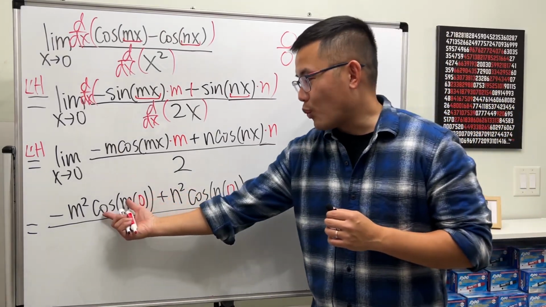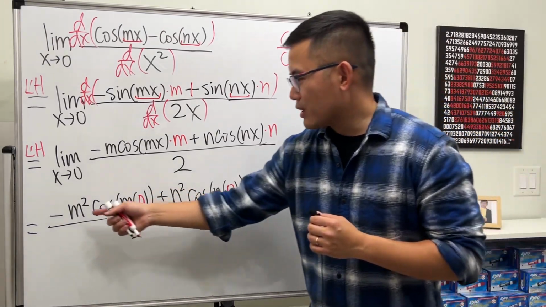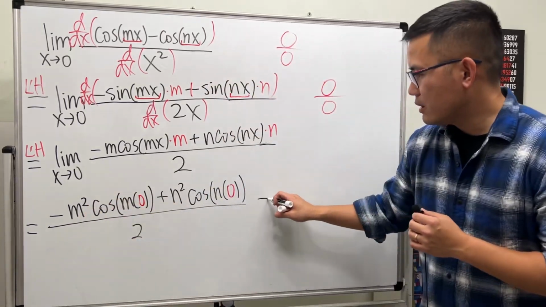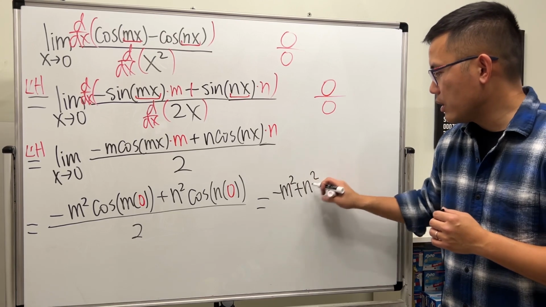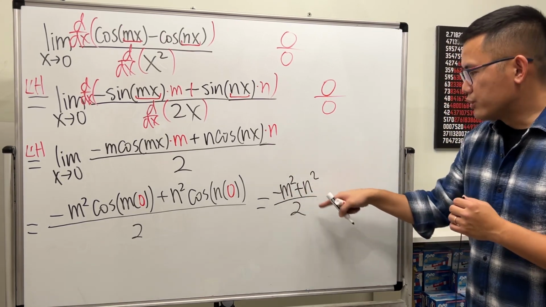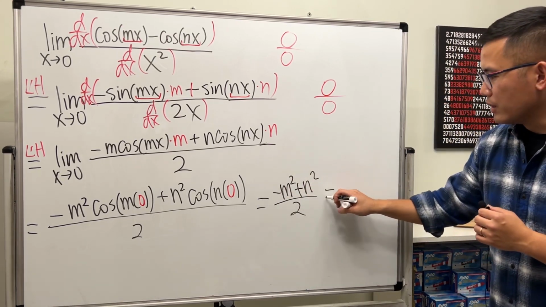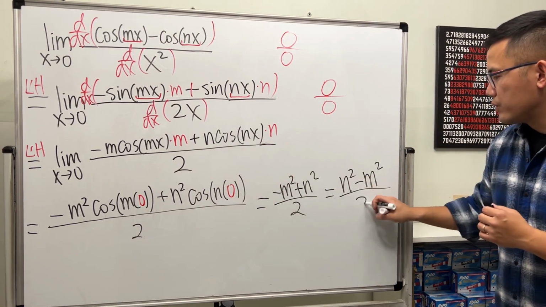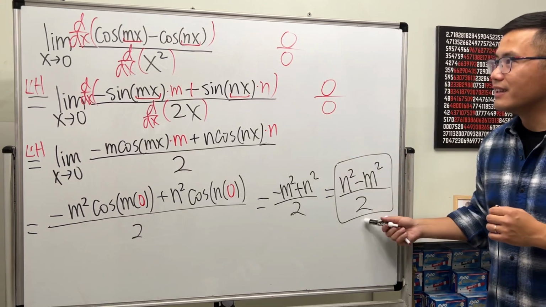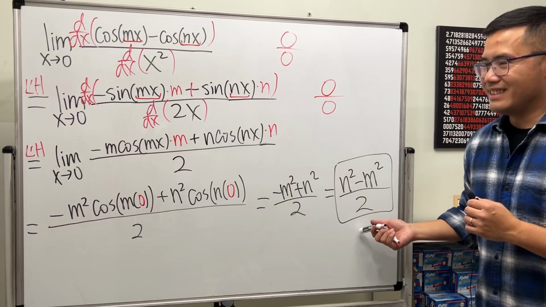So cosine 0 is 1. Cosine 0 is 1. So this right here altogether is just negative m squared plus n squared over 2. Or usually you like to write down the positive term first. So maybe let's write it as n squared minus m squared over 2. And that's the final answer. I think the result is pretty nice. That's it.